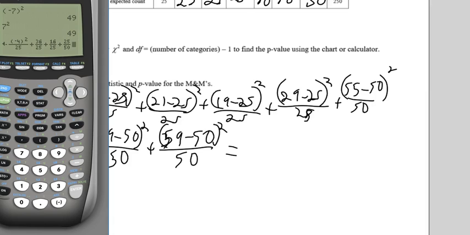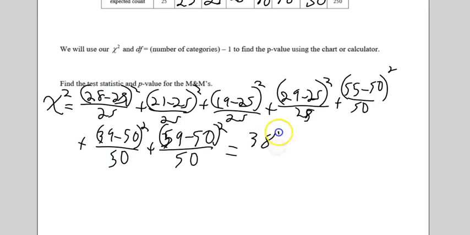Okay, 39 minus 50. So 39 minus 50 is going to be -11. Squared is 121. So plus alpha y equals 121 over 50. Then plus, last but not least, 59 minus 50 is going to be 9. 9 squared is 81. So 81 over 50. And then we're going to hit enter and hope. Yes, that is right. So I got 381 over 50. Hopefully you did too.